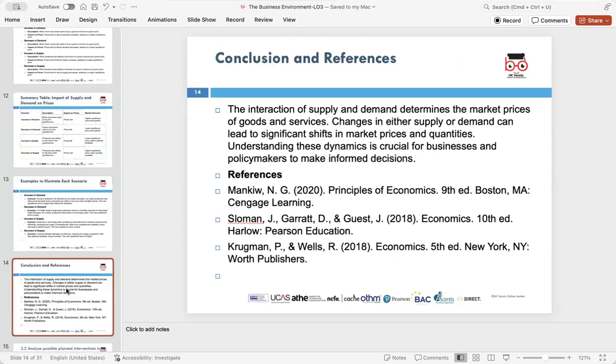So, conclusions and some references for your further reading. Conclusions: understanding the interaction of supply and demand is crucial for businesses and policymakers to make informed decisions. By analyzing these dynamics, they can predict price changes and adjust their strategies to maintain market stability. Here are some references for further reading about the above section.